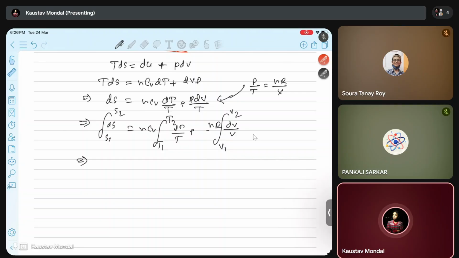If you do all this integration, you get delta S as n Cv ln T2 by T1 plus nR ln V2 by V1.